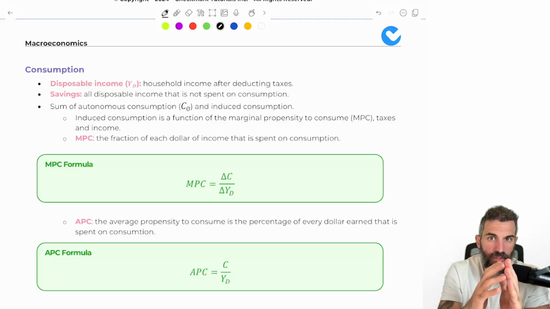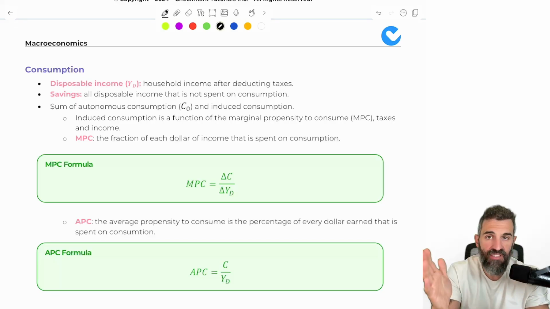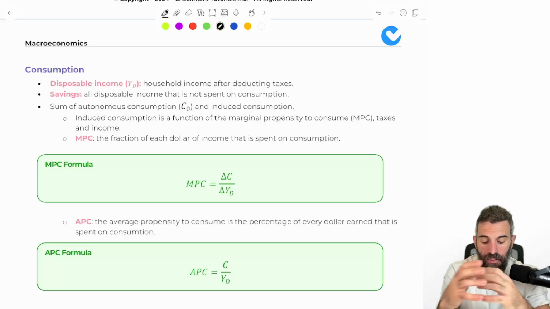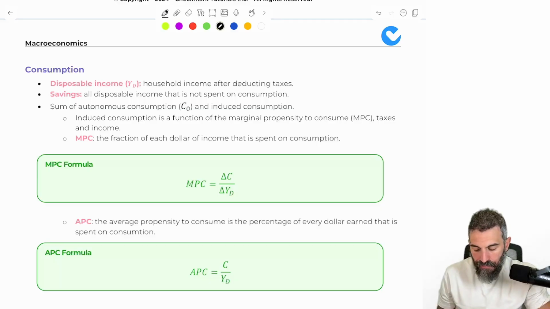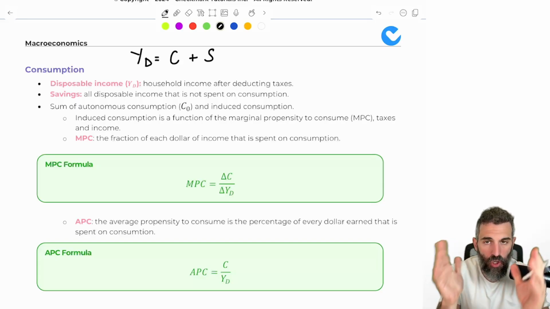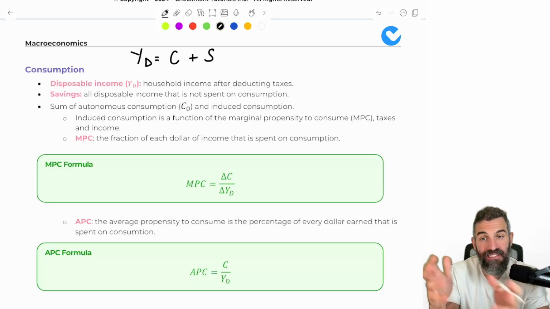It's based on, I have $70,000, and there's two things that I can do with my disposable income. I can consume it, or I can spend it on consumption, and I can save it. And that's what we're talking about here. Your disposable income goes to two places: your consumption and your savings. Any income that is not consumed is assumed to be saved.